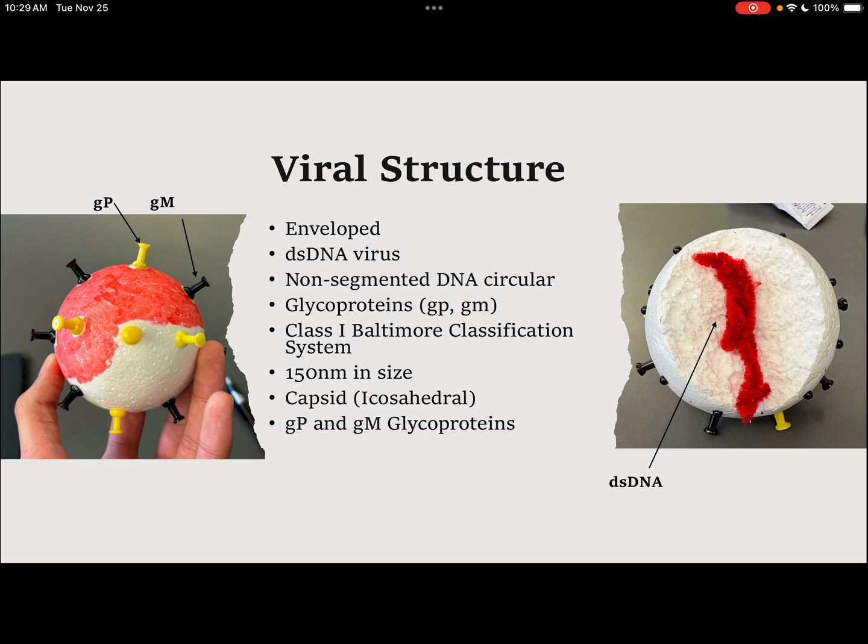As you can see on the screen, we have the GP and GM glycoproteins, GP depicted in yellow, which will be the primary attachment glycoprotein, and GM in black, which assists in membrane fusion and entry. We can also see that the virus is about 150 nanometers in size and contains an icosahedral capsid, which surrounds the double-stranded DNA genome.